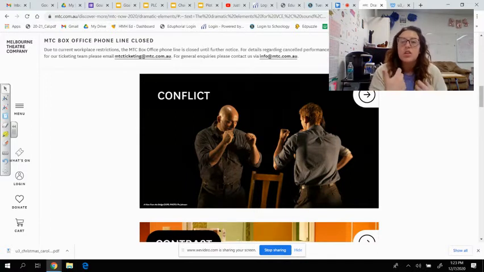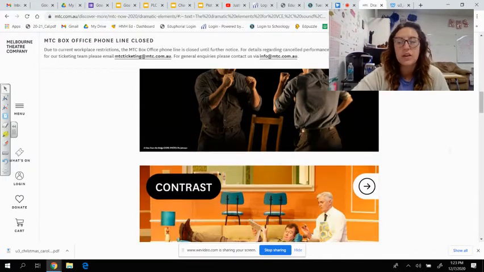Internal conflict, usually about, do I make this decision or this decision? What's right? What's wrong? Do I love this person or this person? Some sort of internal battle with themselves. That's very common in literature for our main characters to go through.